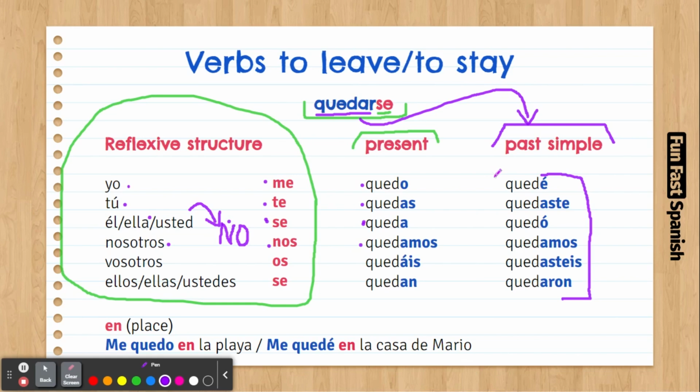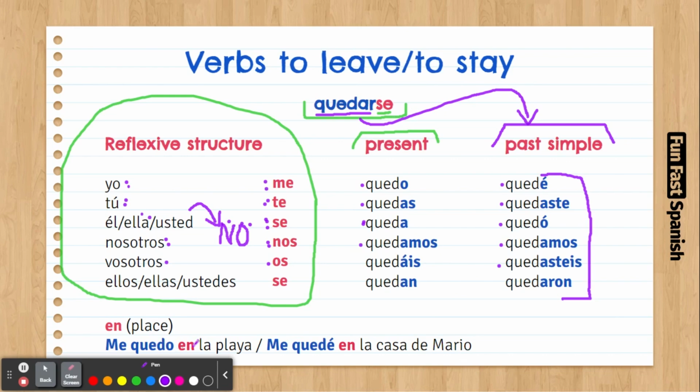So, let's practice some examples. I stayed. Yo me quedé. You stayed. Tú te quedaste. She didn't stay. Ella no se quedó. We didn't stay. Nosotros no nos quedamos. And so on. Let's say you guys stayed in Spain. Vosotros os quedasteis, and so on. So as you can see, it's exactly the same thing, but the only difference is that the conjugation of the quedar verb is going to be in past simple.